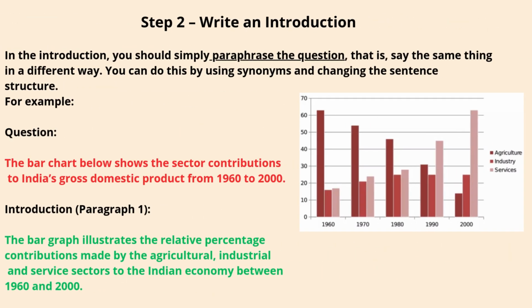Step 2 involves writing the introduction, where your goal is to paraphrase the question in your own words. This helps avoid repetition and shows your ability to rephrase and understand the topic. Start by identifying key elements in the question, such as the subject, time frame, and the data categories. For example, if the question asks about the contributions of different sectors to India's GDP, you can reword it like this. The bar graph illustrates the relative percentage contributions made by the agricultural, industrial, and service sectors to the Indian economy between 1960 and 2000.